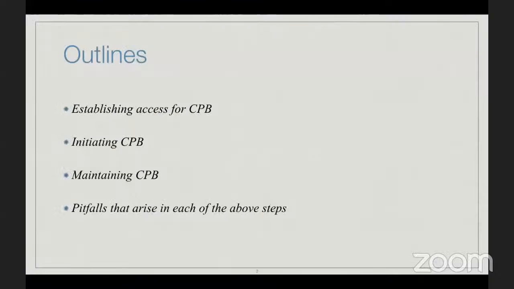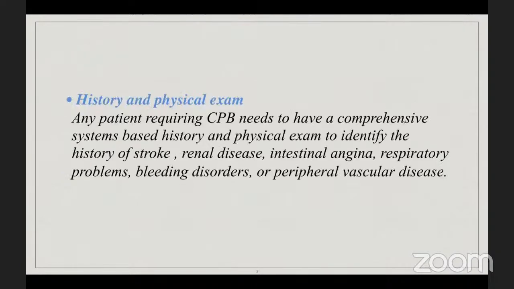So our outline is establishing access for bypass, initiating and maintaining bypass, and going through pitfalls that arise in each of these steps. First of all, any patient that requires a bypass procedure needs a comprehensive systemic history and physical examination to identify history of stroke, renal diseases, intestinal angina, respiratory problems, bleeding disorders, or peripheral vascular diseases.